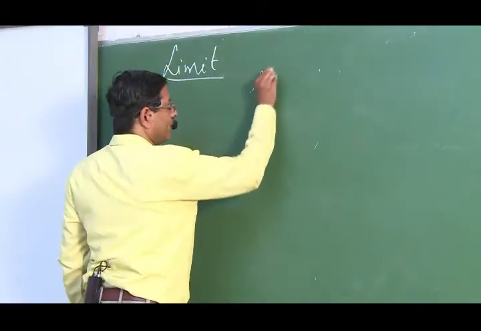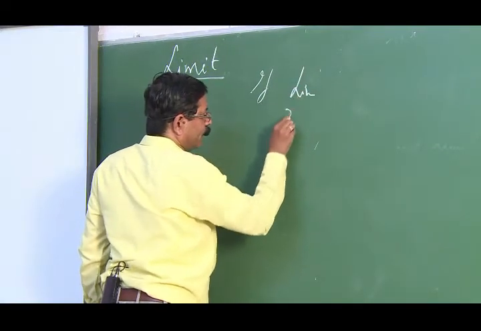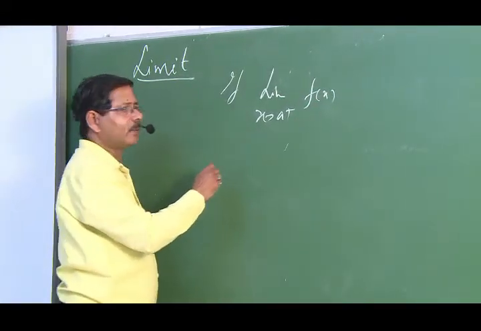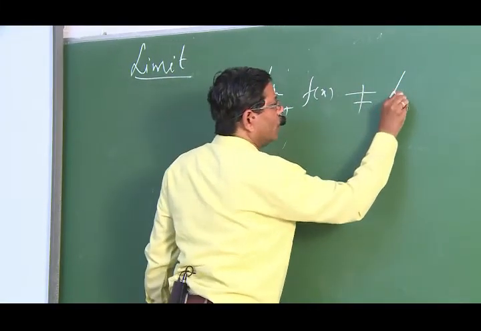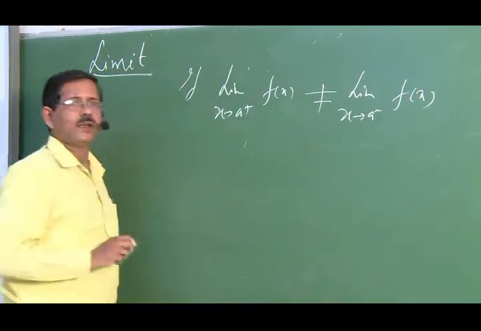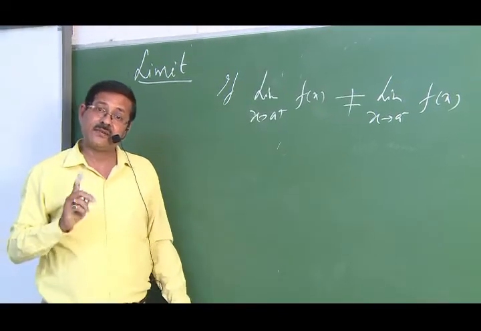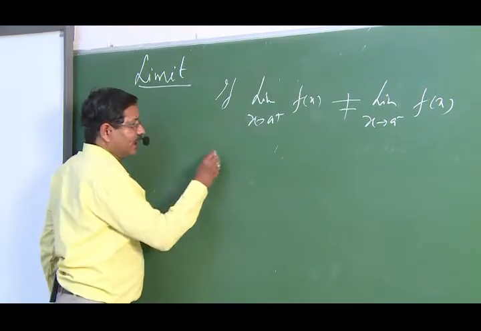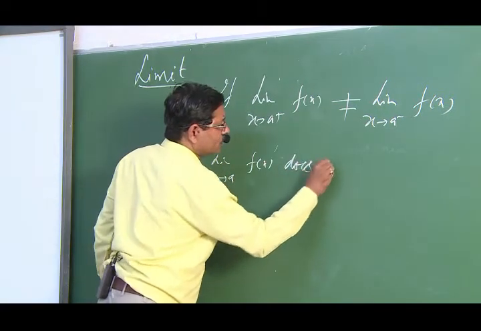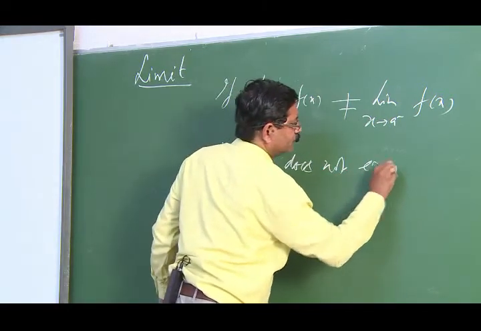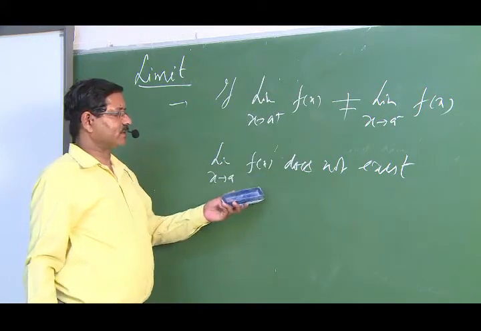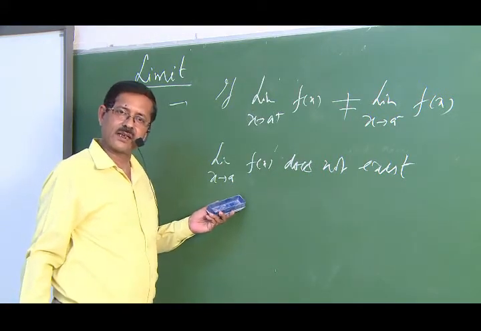Okay? If limit x tending to a plus f(x), which is the right hand limit, is not equal to limit x tending to a minus f(x), the left hand limit, then we say that limit x tending to a of f(x) does not exist.